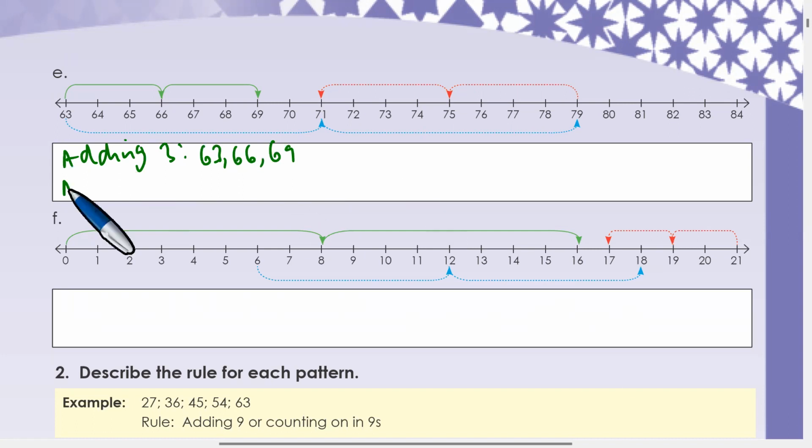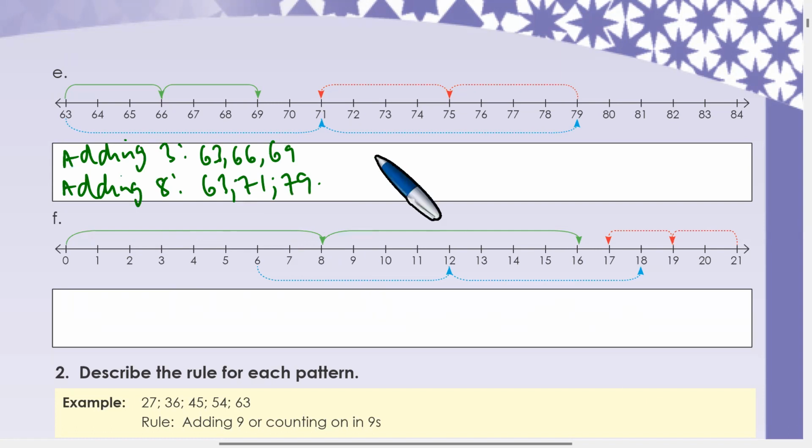Adding what? We are adding 8. So which is 63, we add 8, we get 71, you add 8, you get 79. Okay, then you are subtracting the red. How much are you subtracting in the red color?